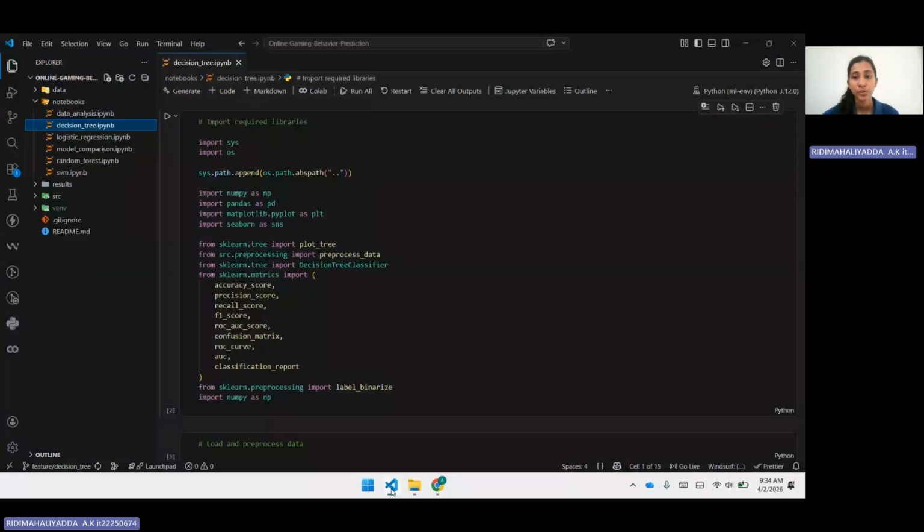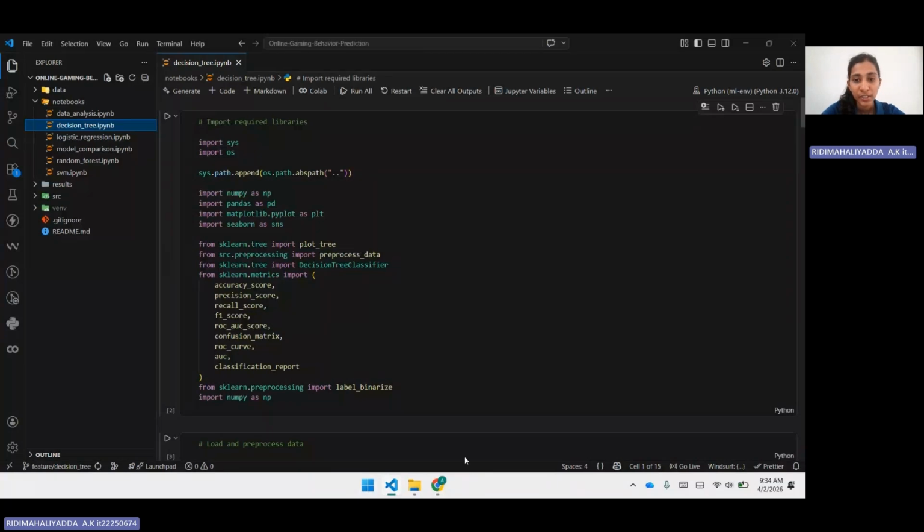Now I will explain my part, which is the decision tree used for predicting the player engagement level. A decision tree is a supervised machine learning algorithm used for classification. In our project, it classifies the players into three categories: high, medium, and low. The tree splits the data step by step based on the feature values. Decision trees are simple to understand and easy to visualize, but a single tree can sometimes overfit the data, which is why tuning the tree is important.